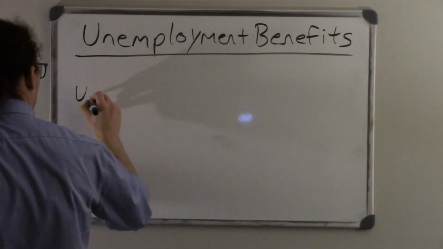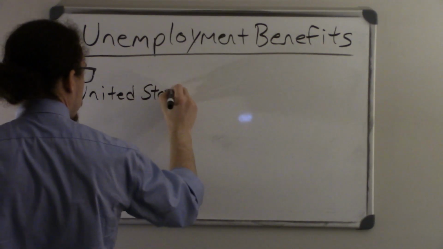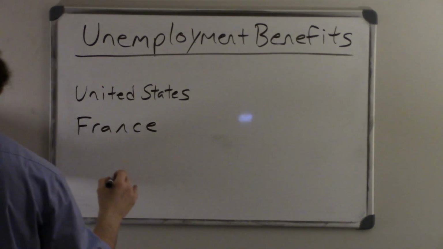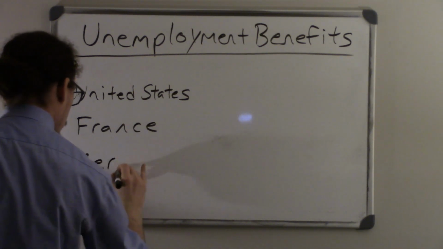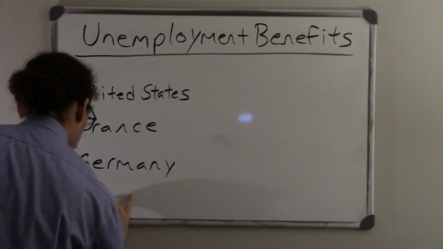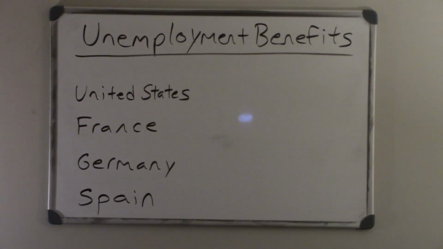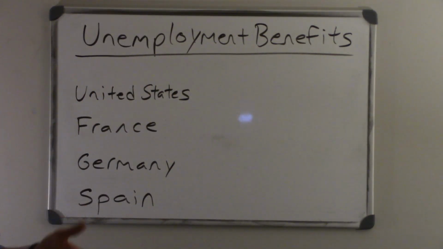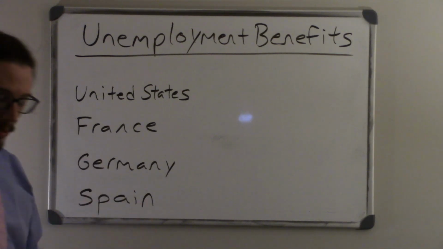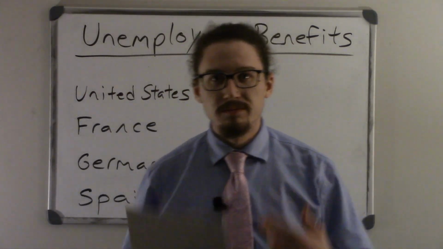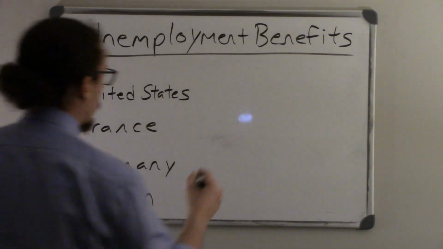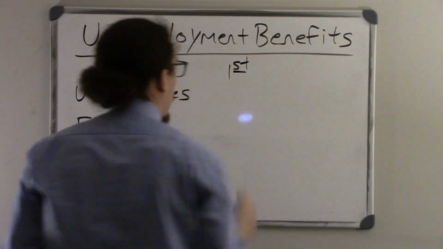What these numbers represent is we're going to do these for the United States, for France, Germany, and if I can fit it in here, down at the bottom, I'm going to throw Spain in here as well. These are the percentage of a worker's take-home pay that is replaced by unemployment benefits. So when you lose a job in each of these states, how much of your take-home pay are you going to get back in unemployment benefits? We're going to break it down by year because it does change.